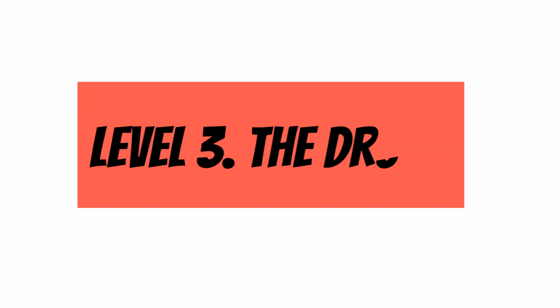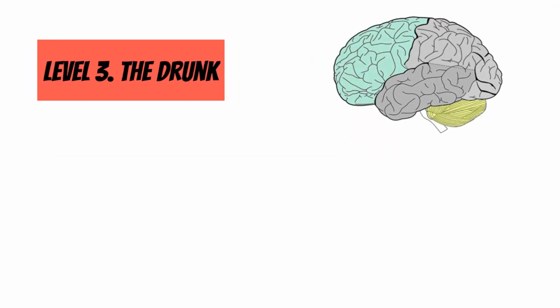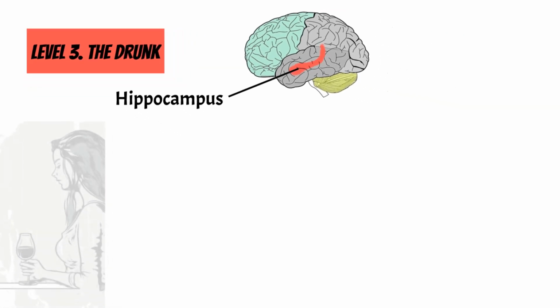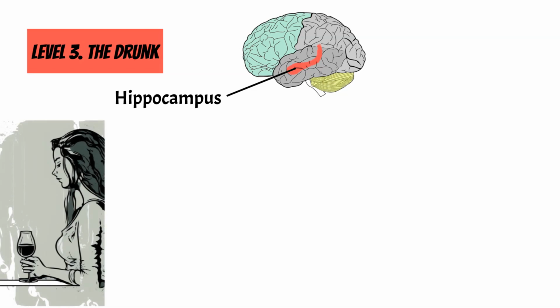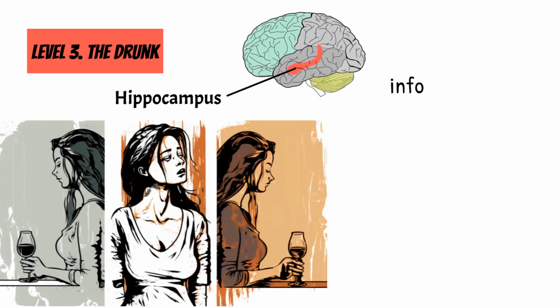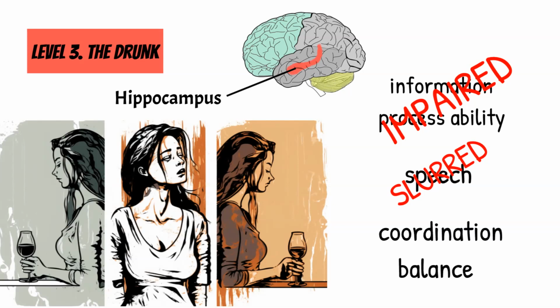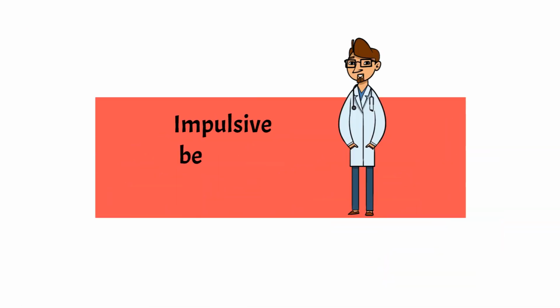Level 3. The drunk. Intoxication starts to affect the hippocampus, which is responsible for our memory and spatial navigation. The hippocampus's activity is suppressed, which could lead to impaired memory formation and recall. The brain's ability to process information is significantly impaired. Speech becomes slurred, and coordination and balance are affected significantly. Impulsive behavior appears.